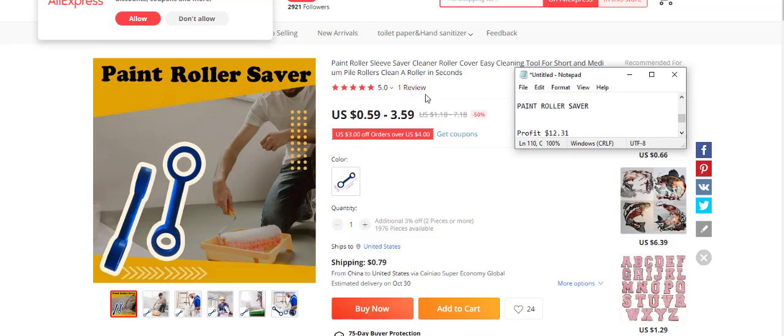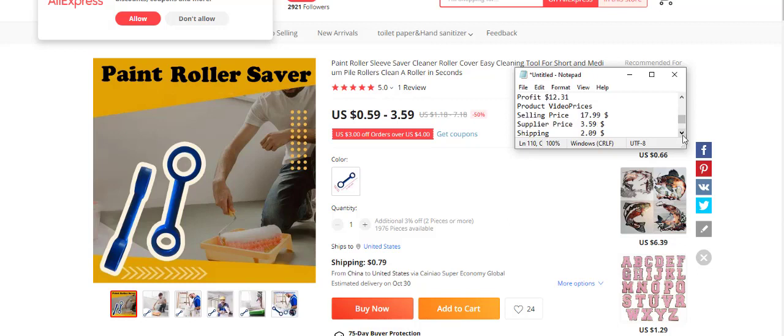It has no orders and one review. It's a product that you should probably test, as you can make a lot of sales since you are the only one in that industry doing this on Facebook. Profit margin of $12.31, selling price of $17.99, supplier price of $3.59, shipping fee of $2.09.